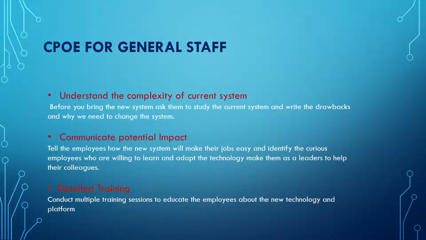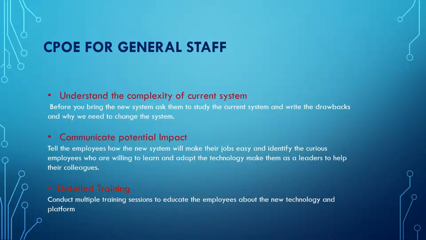So this is the right time to communicate the potential impact. First, tell them how the new system will make their jobs easy. The next step, while teaching them, is to identify the curious employees who are willing to learn and adapt to new technologies, and make them mentors to the people who are struggling to adopt the new system.